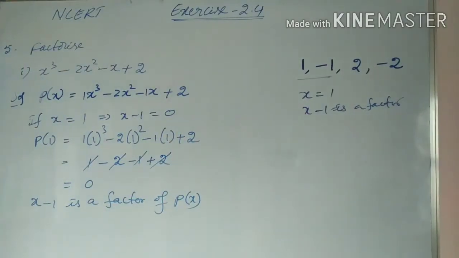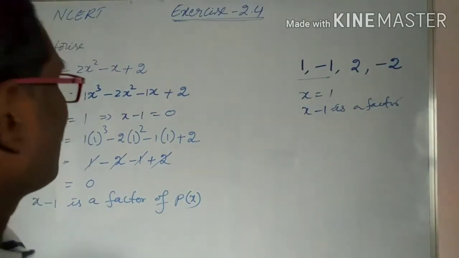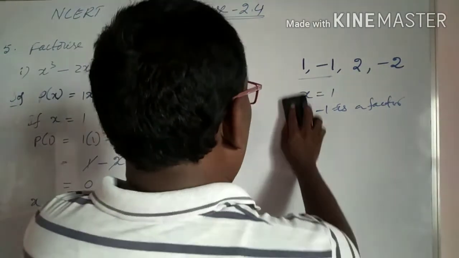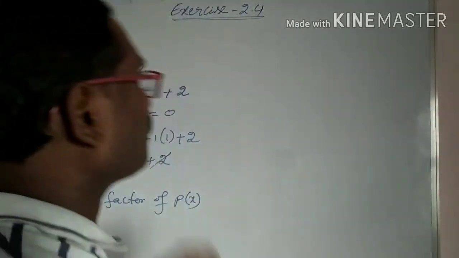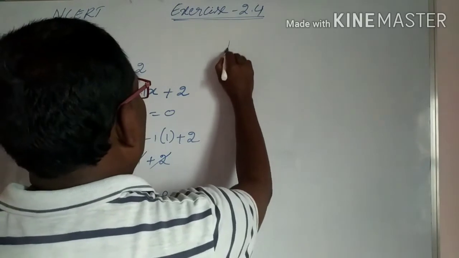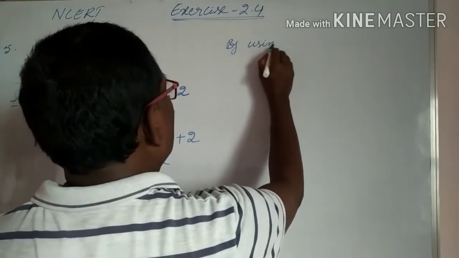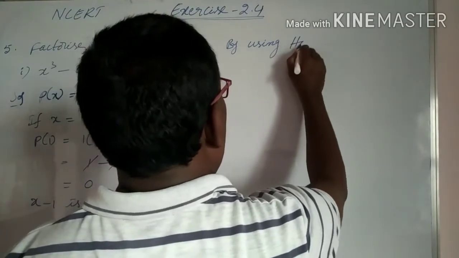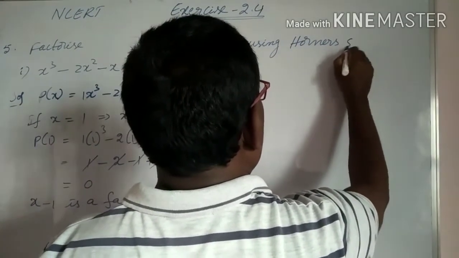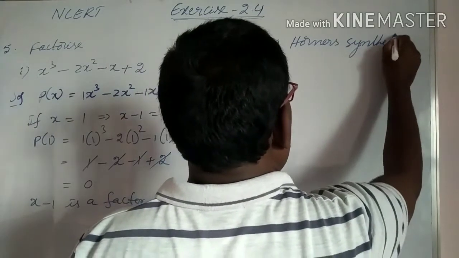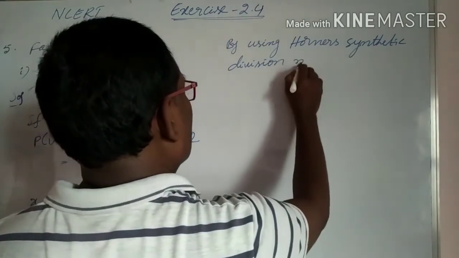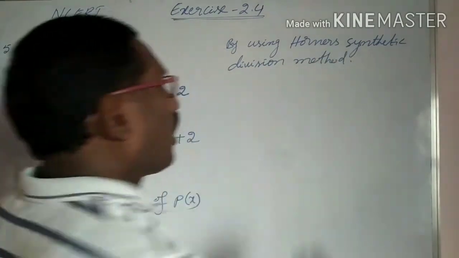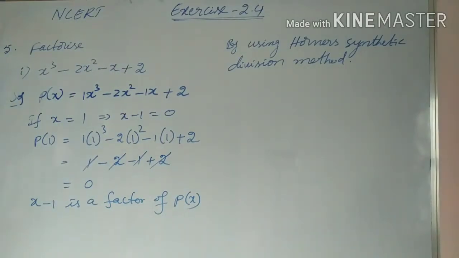How to find those 2 factors? By using Horner's synthetic division method. By using that, I will find the factors. Very, very easy by using that method. By using Horner's synthetic division method. We got one factor, the remaining 2 factors we should find. How to find them?